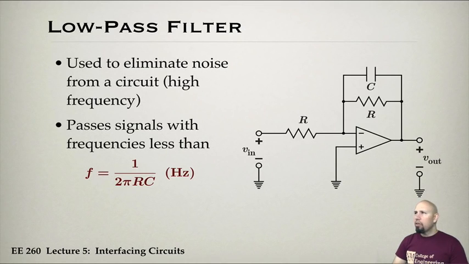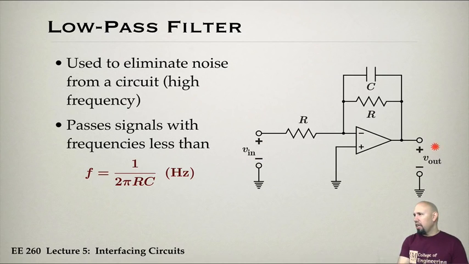The last thing I want to talk about in terms of analog circuits is a low-pass filter. A low-pass filter is often desired for a number of reasons. One thing is it can be used to eliminate noise from a circuit. For example, it's very common that noise in a circuit is high frequency. So if you find that you're picking up noise, electronic noise, or what is sometimes referred to as electromagnetic interference, then you need some way of eliminating some of that noise. And a circuit like this can do that.